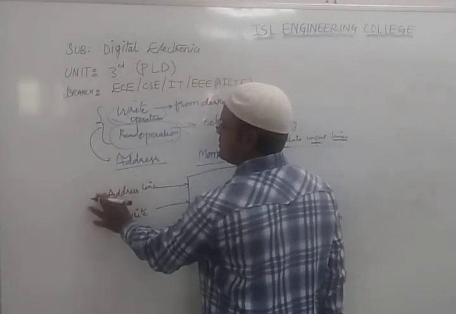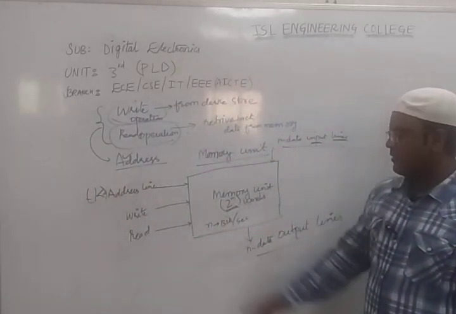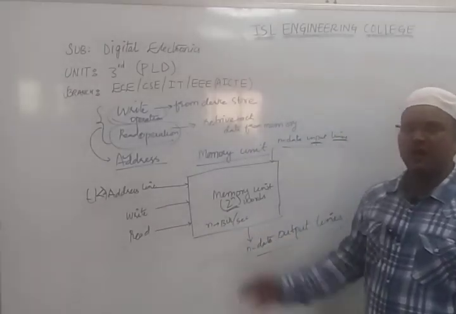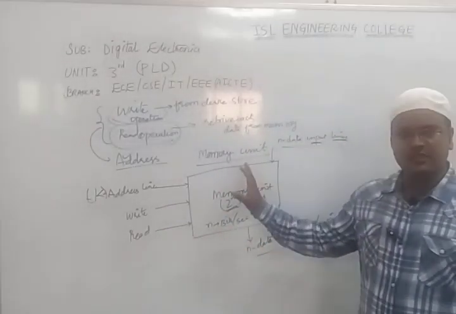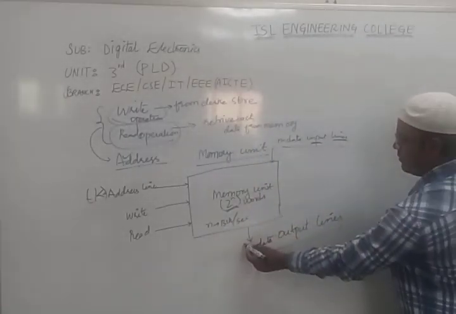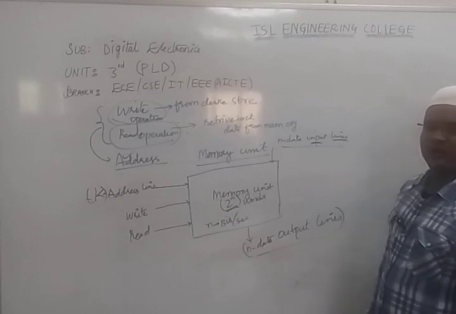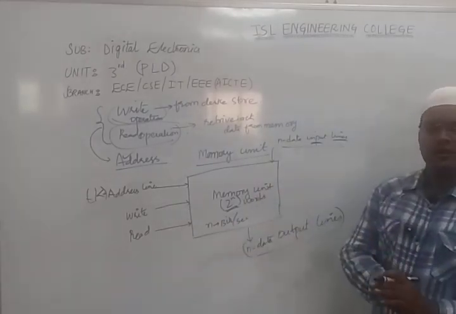Suppose I assume this is k, so there are k address lines. Then there is a write operation and a read operation. After getting all this, what do you want? You want to retrieve the data back. When you already have the memory and you have inserted the data in it, and you want to take it back from it, what do we do? We take it out from the n data output lines. So this is the way your memory unit is going to work.